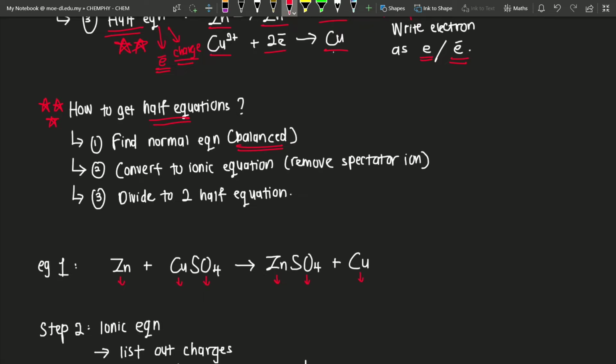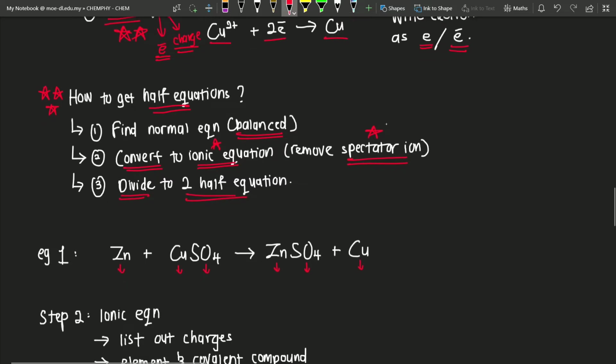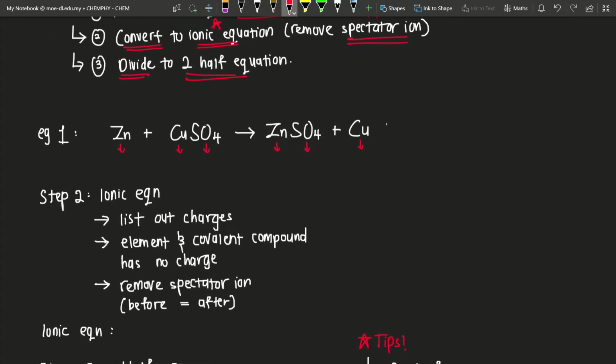Second step, you must convert the balanced chemical equation to ionic equation. How? You guys will remove the spectator ion. You guys kena tukar persamaan kimia yang seimbang tadi kepada persamaan ion dengan cara buang ion penonton. Spectator ion is ion penonton. And our third step, you guys must divide the ionic equation into 2 half equation. You guys bahagikan, pecahkan persamaan ion kepada 2 persamaan setengah. So without further ado, jom kita tengok contoh dan apply step by step untuk dapatkan persamaan setengah.